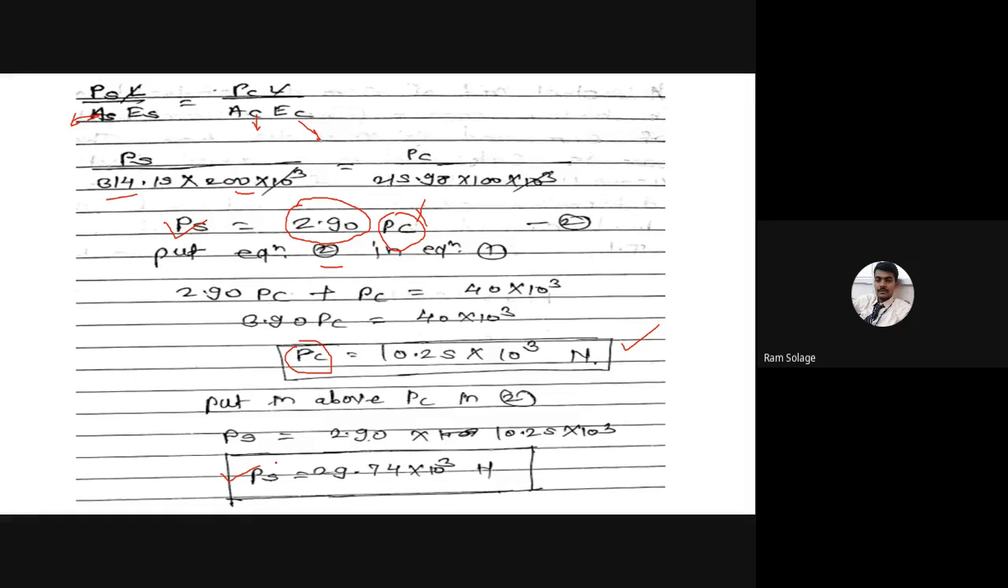Also, we can cross check the answer. What is the basic formula? P is equal to PS plus PC. Correct.